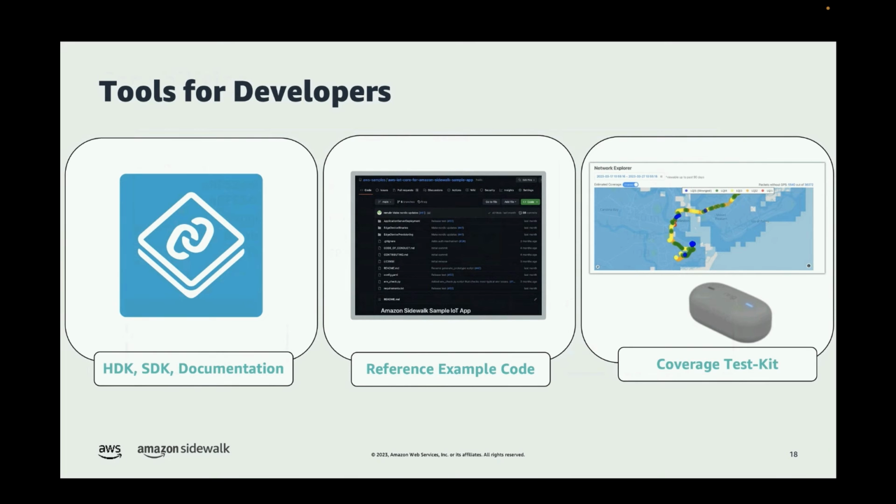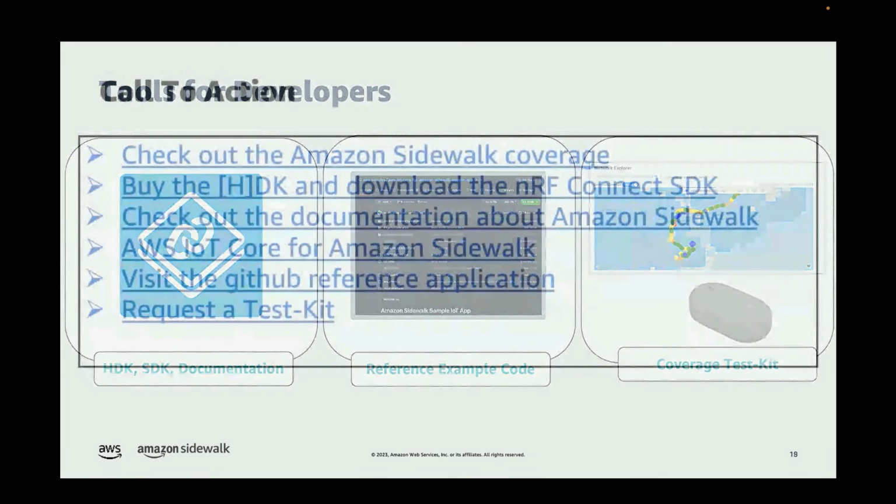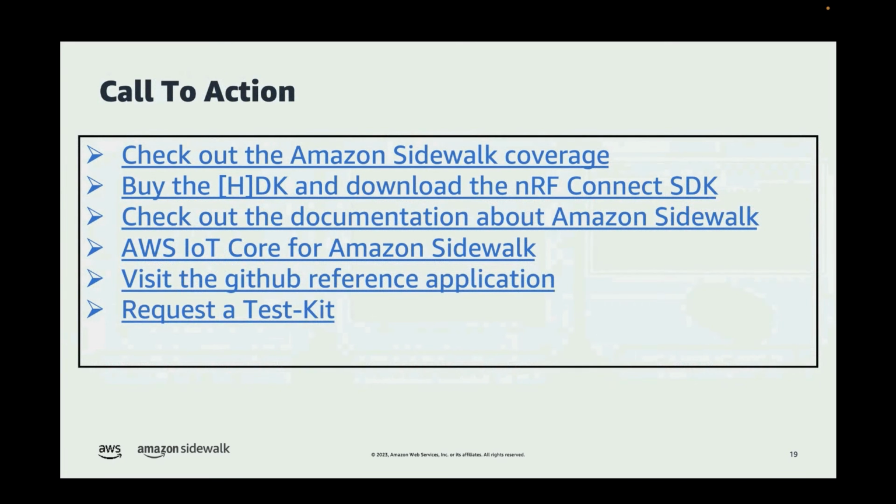Now, this is a fairly brief webinar, but I wanted to leave you with a few places to get started. So, definitely go take a look at the Amazon Sidewalk coverage. It is, of course, US only currently. But then also, take a look at the NRF Connect SDK. Nordic's done an incredible job of packaging up the developer experience there for using the Sidewalk stack within NRF Connect. And then I also want to link you to the Amazon Sidewalk documentation.